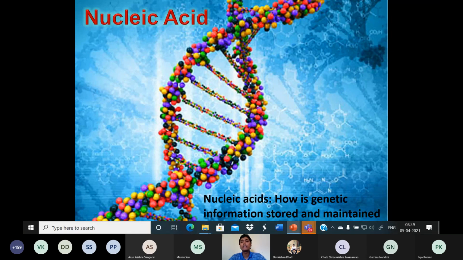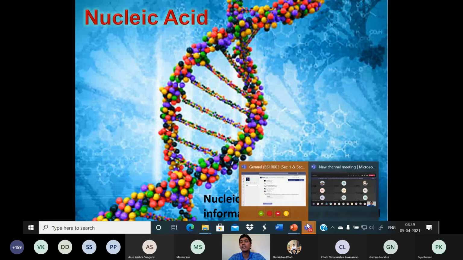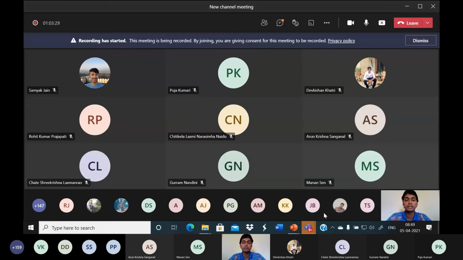Here, nucleic acid. The nucleic acid here, I will mostly discuss in this perspective, that is, how is genetic information stored and maintained, right? So initially, I will actually discuss one experiment, a very important experiment. I will discuss that, and then we will go into the details of DNA.